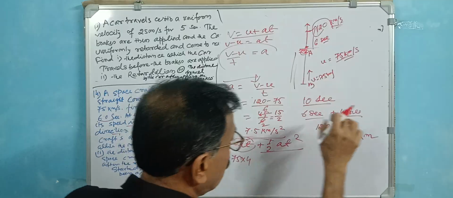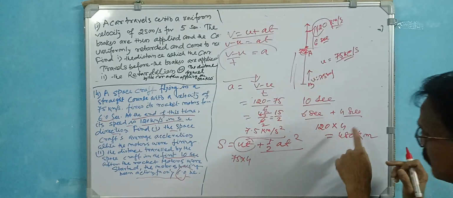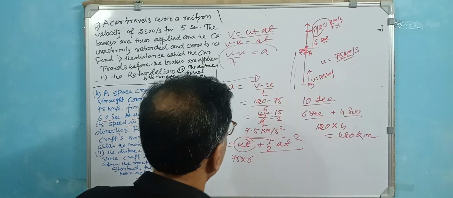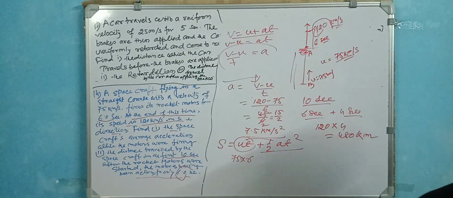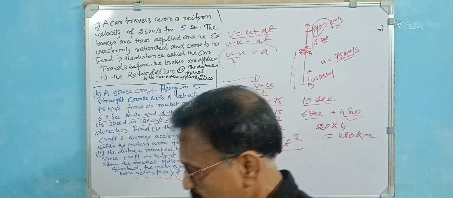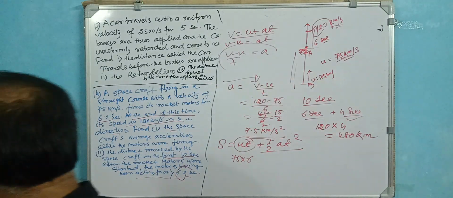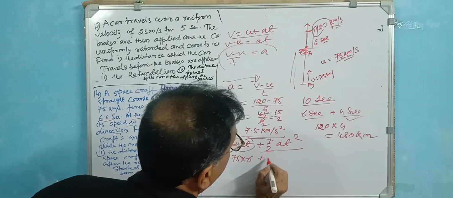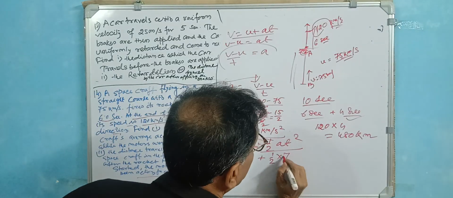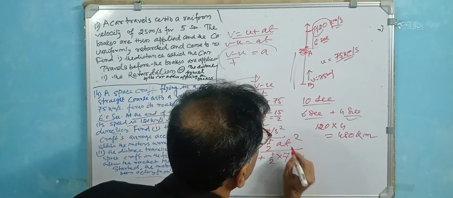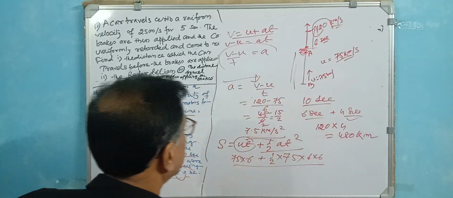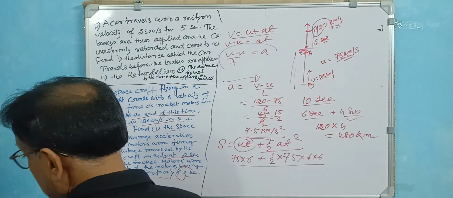75 into 4, because the 10 seconds is in 2 parts. One is the 4 seconds here and one is the 6 seconds here. And this is for half at square. A is 7.5 into t square. T is 6, 6 into 6. The two distances covered, this and this.